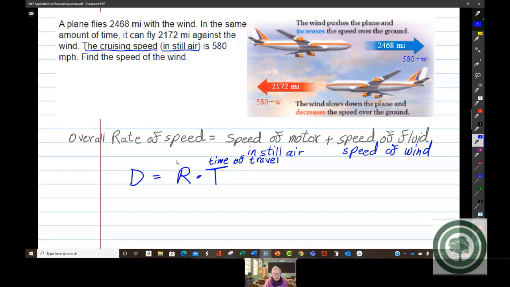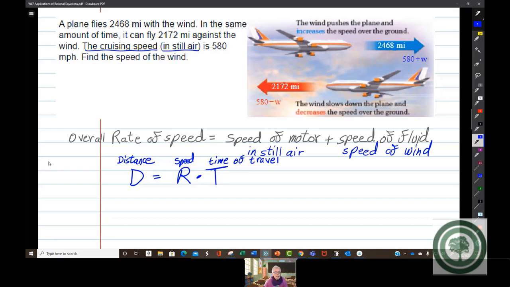Rate is rate of speed, so we'll say speed. And D is distance. All right, now we're going to go back and read this more carefully, but I wanted to kind of prep you.